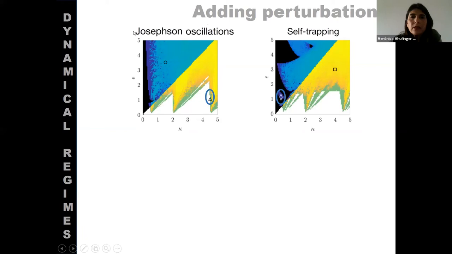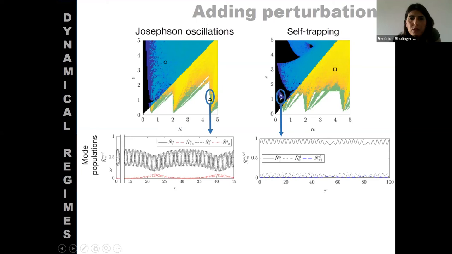Then we have also seen that another kind of dynamics appears in the system, what we call semi-stable regimes, where we are close to the boundary between stable and unstable regimes. We get dynamics like this. Here we plot again the population in the different modes as a function of time. And what we see is that a single excitation grows, but then decreases, and this behavior occurs periodically. But the growth of this perturbation does not destroy the dynamical regime. And this occurs both for Josephson oscillations and for self-trapping.